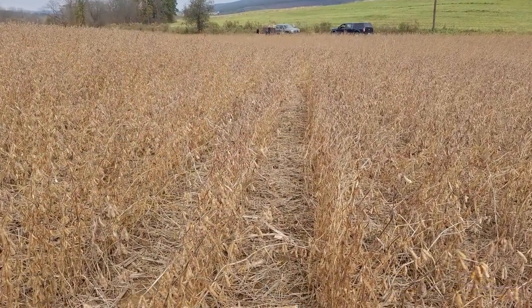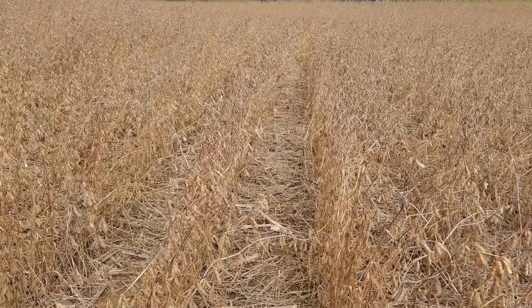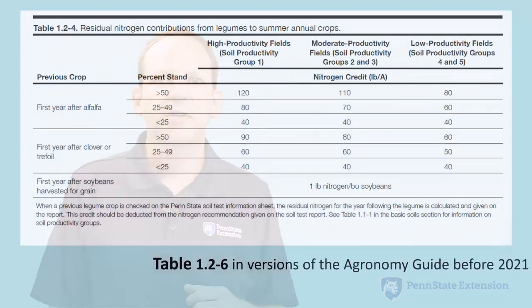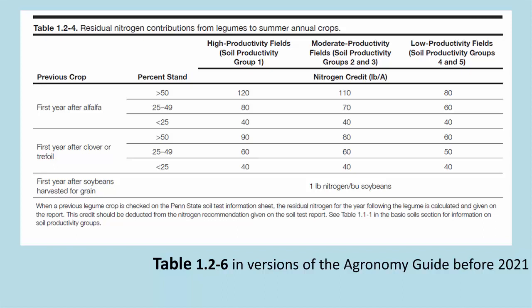Legume crops have root systems and crop residues that are rich in nitrogen. When we rotate out of these crops, the nitrogen left behind in the legume crop residues will mineralize and supply some nitrogen to our current crop that we need to account for. Table 1.2-6 in older versions of the Agronomy Guide and Table 1.2-4 in the 2021 version and beyond lists the nitrogen credits to take for different previous legume crops.